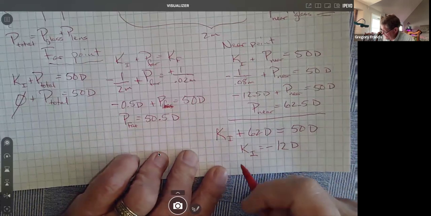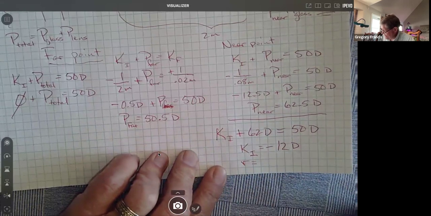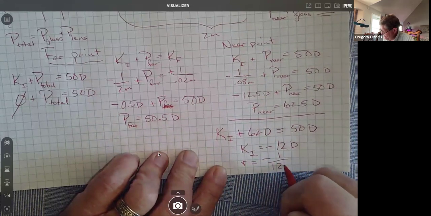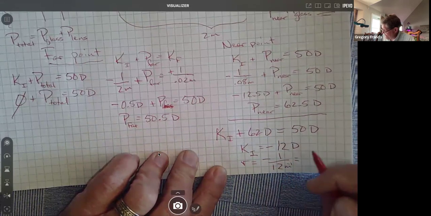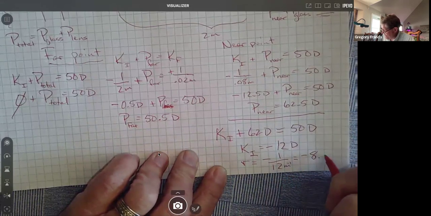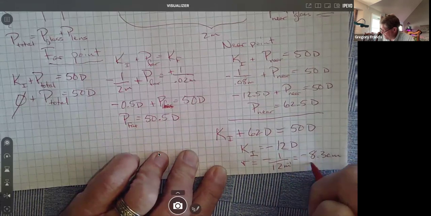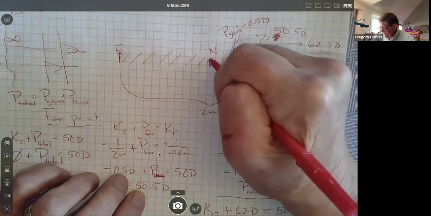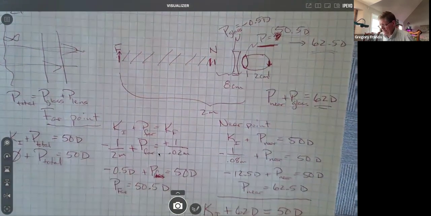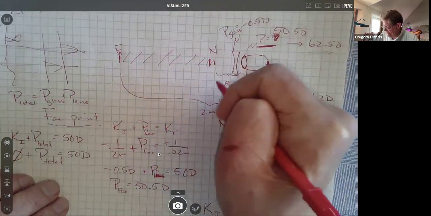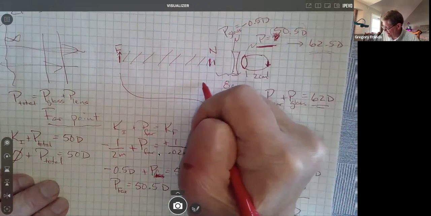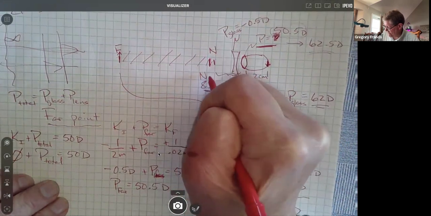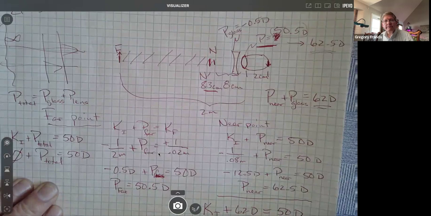Well, how far away is that? The radius of curvature there would be negative 1 over 12 meter inverse, and that's going to be negative 8.3 centimeters. So her near point is just going to move a little bit. It's going to move out, instead of 8 centimeters, to 8.3 centimeters, which would be the new near point.